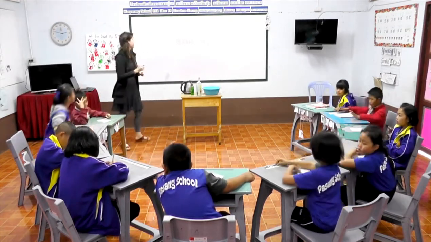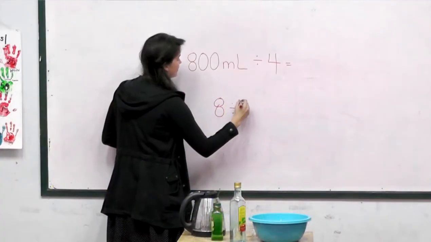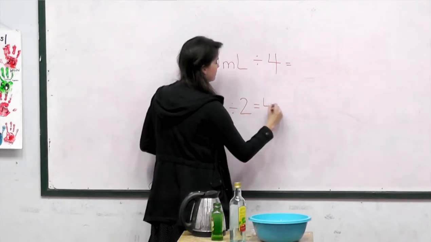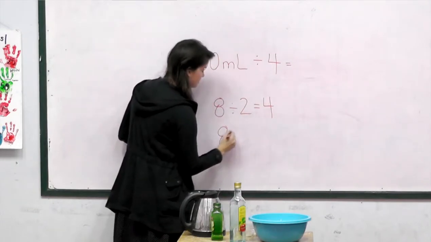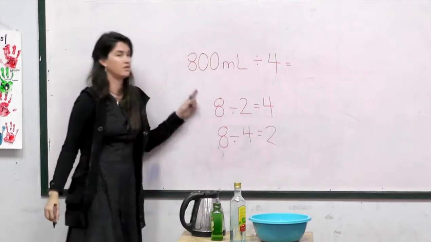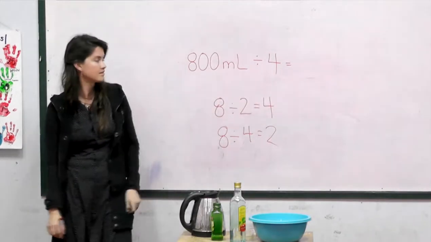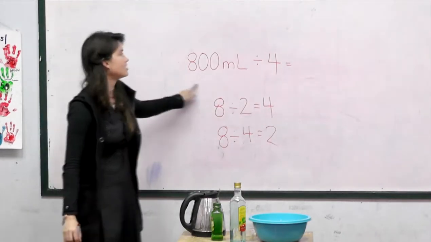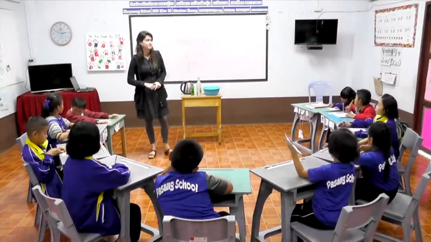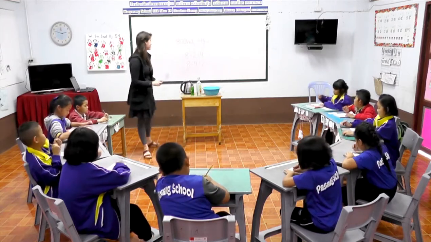Close. Friends, what's 8 divided by 2? 4. I said it again. 8 divided by 2 equals what? 4. What's 8 divided by 4? 2. You can use this information to help you solve this one. What's 800 divided by 4? 200. Good.